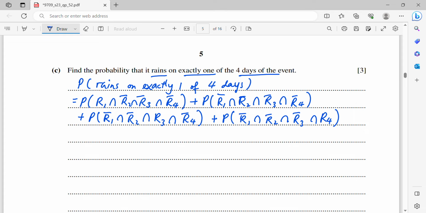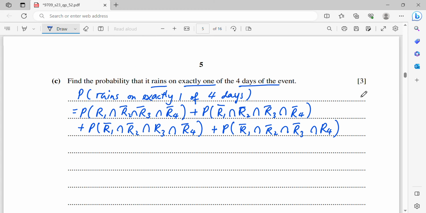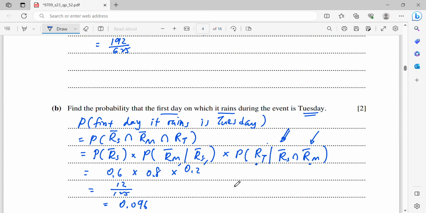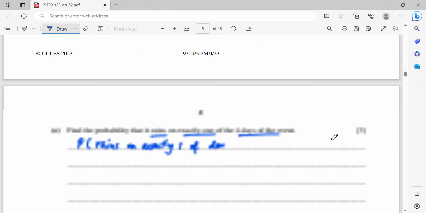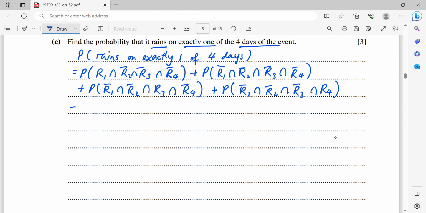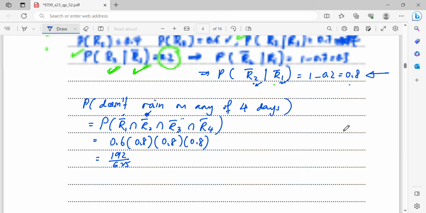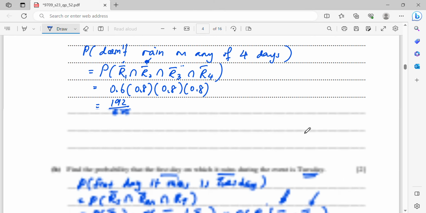Okay, so now you can use the previous method, which is here, to get the probability. So now this means first day rain. I will rewrite my probability: first day rain is 0.4.